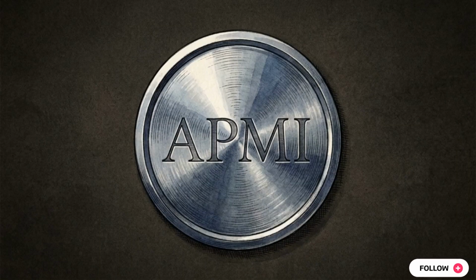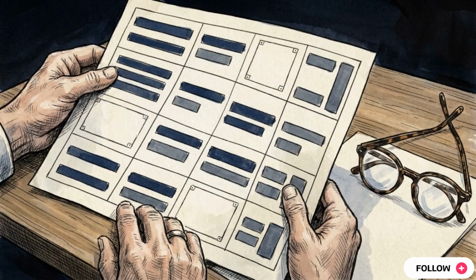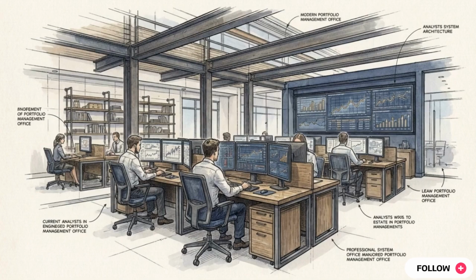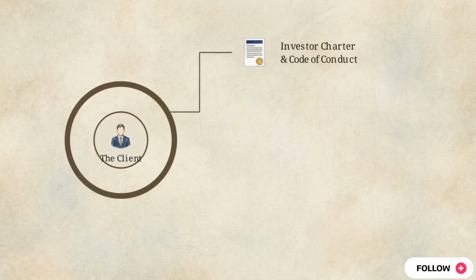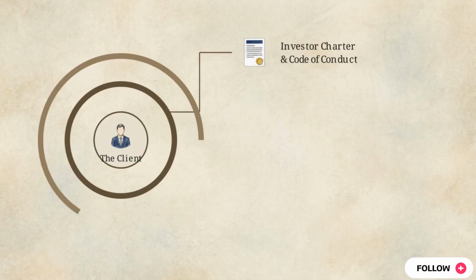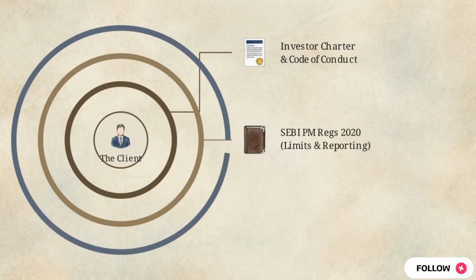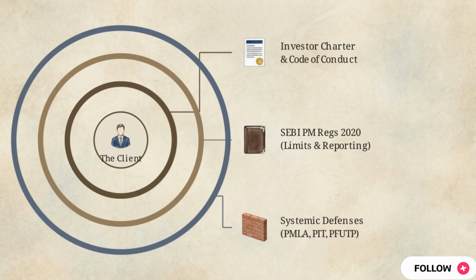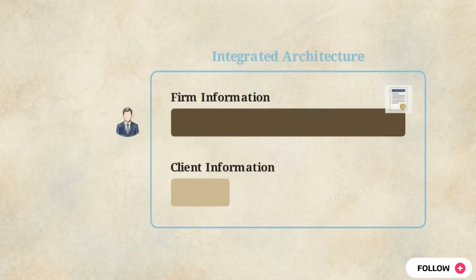Mandatory APMI registration, the Code of Conduct, and the Investor Charter ensure that a client's entry into the PMS system is transparent. A portfolio management service is a high-risk engine of capital allocation that operates within a precise regulatory framework. This model starts with the client, protected by the Investor Charter and APMI Code of Conduct. Around them, SEBI's 2020 regulations enforce strict investment limits and reporting timelines. Finally, macro defenses like PMLA, insider trading, and PFUTP encase the firm, shielding the open market. This integrated architecture works to eliminate information asymmetry across the entire financial ecosystem.